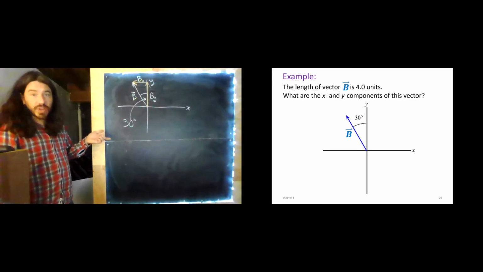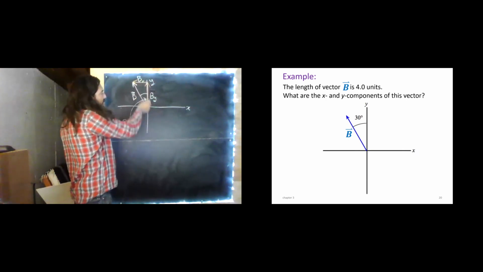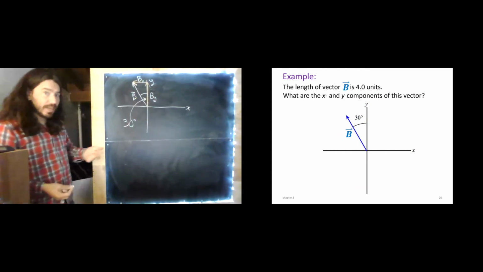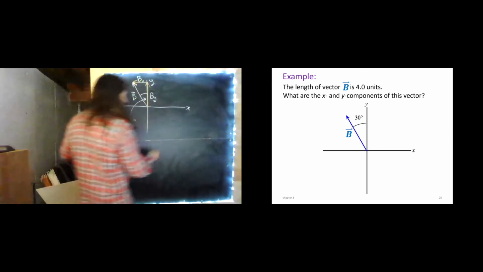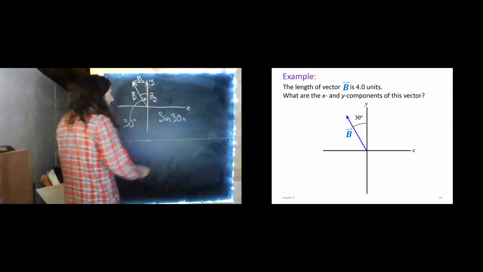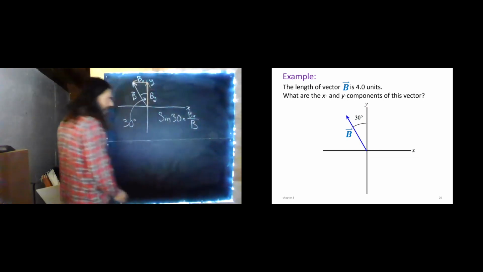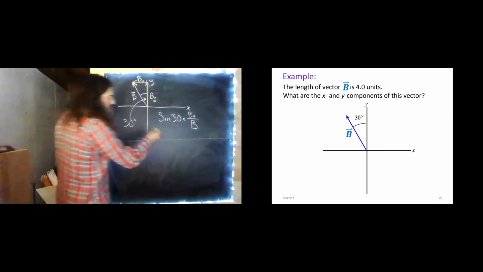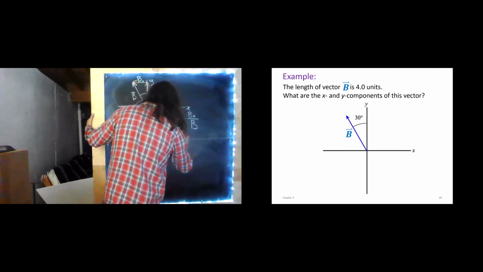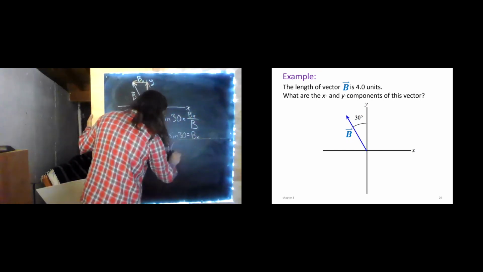Okay, so don't forget your SOHCAHTOA, right? If I'm finding b sub x, then b sub x is the opposite to this 30-degree angle. I know the hypotenuse, and so opposite and hypotenuse, that is sine, right? So we should write then sine of 30 equals opposite, b sub x, over hypotenuse, b. And you can see here that we can now just do some algebra. Which means that 4 units, whatever those are.